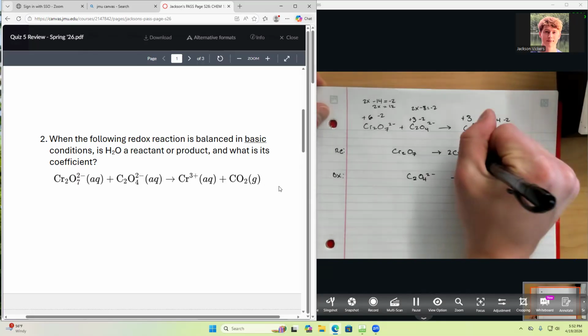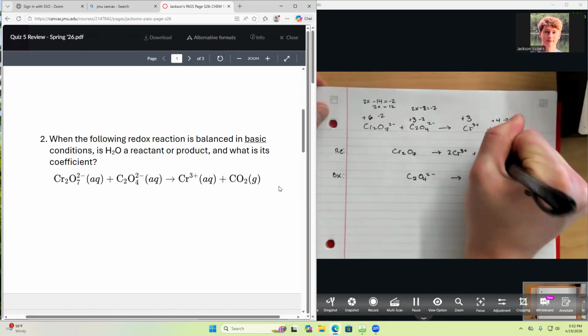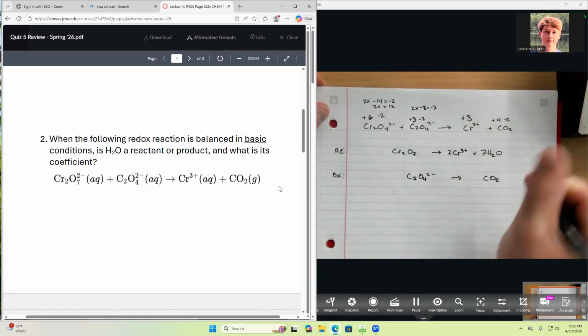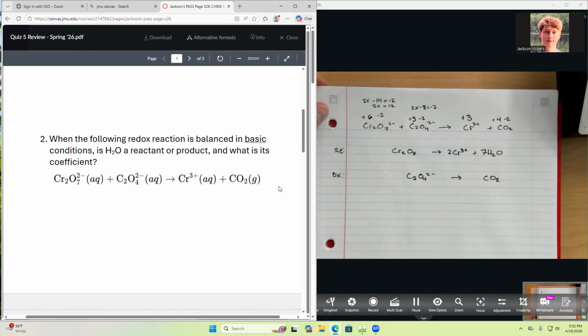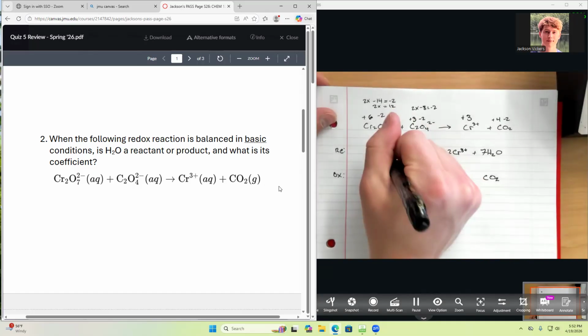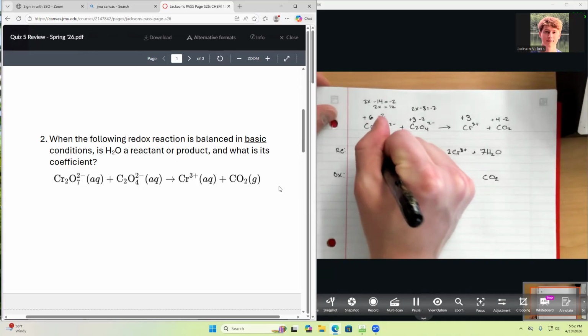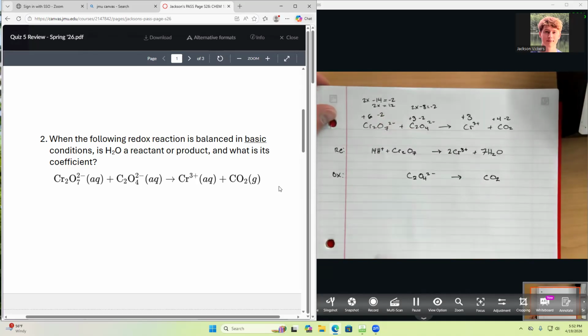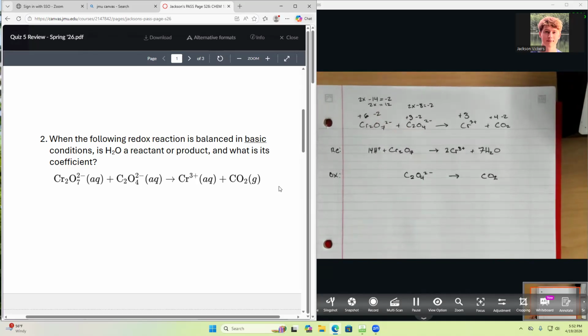7 waters. Yep. And now this is where things get a little different. We said that in acidic conditions, we could add 14 protons to this side, no problem. But we're not in acidic conditions. So we're in basic, which means there's less H pluses floating around and more hydroxides floating around.